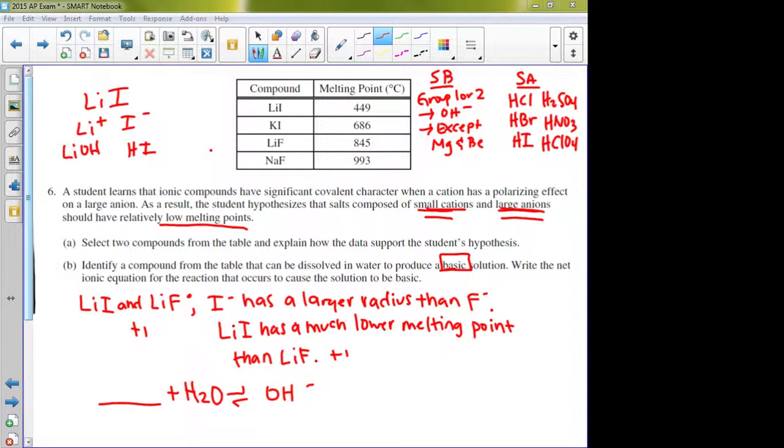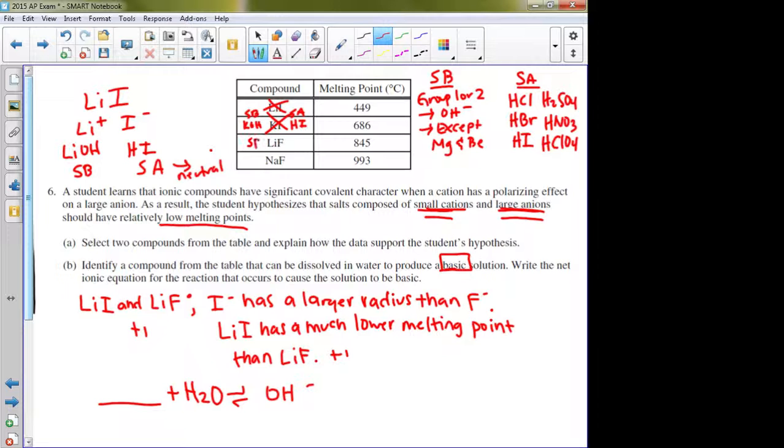So, LiOH is a strong base. HI is a strong acid. So if I take a strong base and a strong acid, what's it going to give me? It's going to be neutral, right? That's going to be a neutral solution. So is that going to give me a basic solution? No. Can't use that one. KOH is a what? Strong base. HI is a strong acid. So therefore, if I mix them together, it's going to be neutral. Can't be that one.